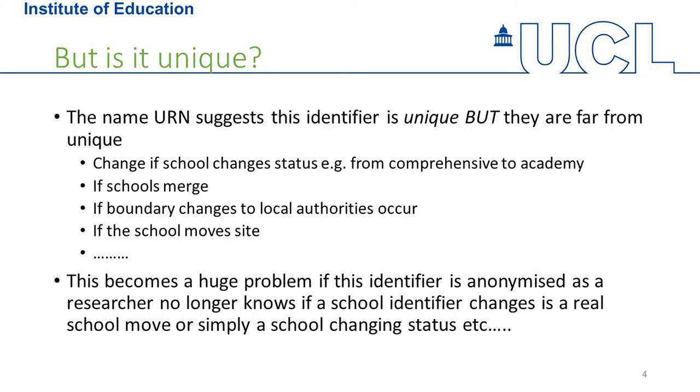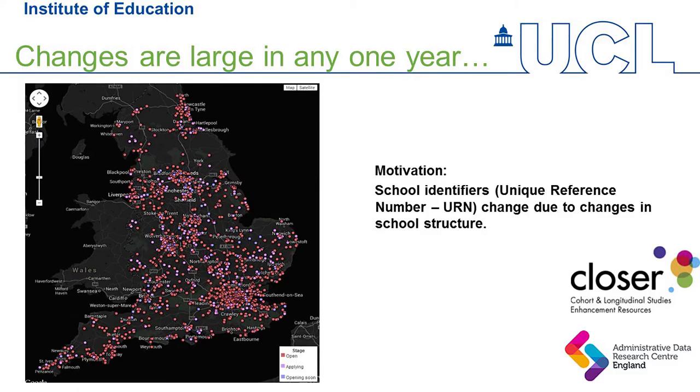You can't then go and look up why this identifier changed, because it doesn't mean anything. In the data sets where you've got URN, of course you can say, okay, they've changed from this school to this school. You could look it up and see that the reason it changed is that it became an academy. Okay, but it is a huge problem. It's not just a problem for linkage to administrative data sets. It's a problem if people are using this administrative data and don't know that these URN changes happen for different reasons.